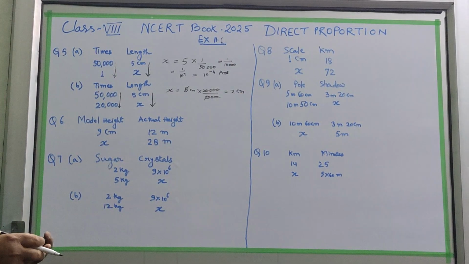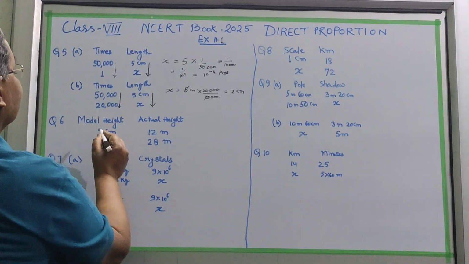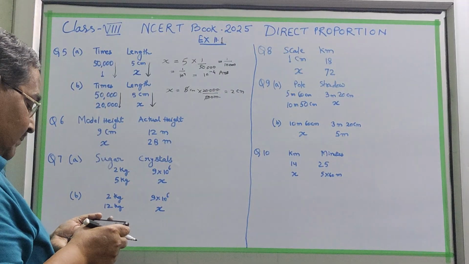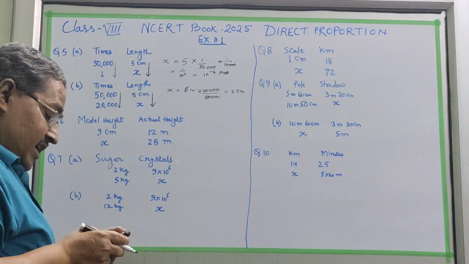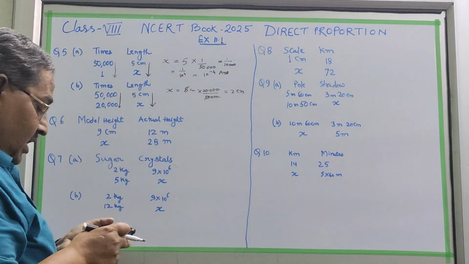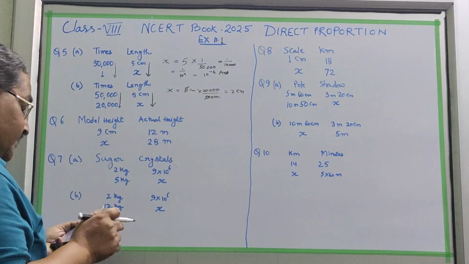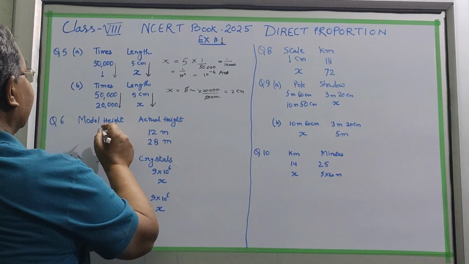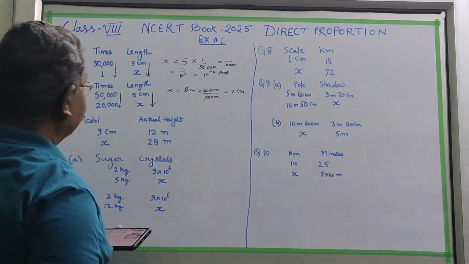Now question number 6. In a model of a ship, the mast is 9 centimeter, while the mast of the actual ship is 12 meter. If the length of the ship is 28 meter, how long is the model of the ship? They want to know. So in actual it is 12 meter, in the model it is 9 centimeter.